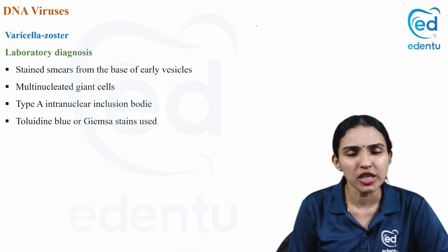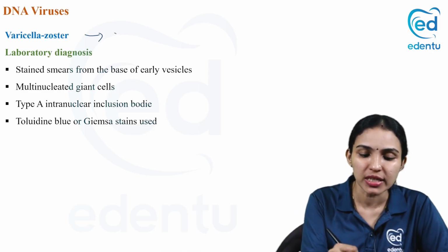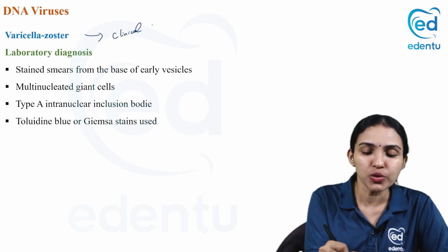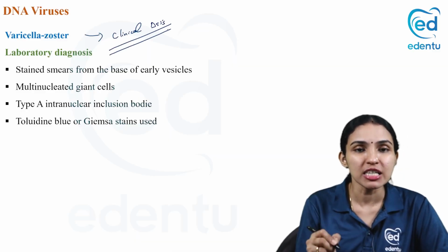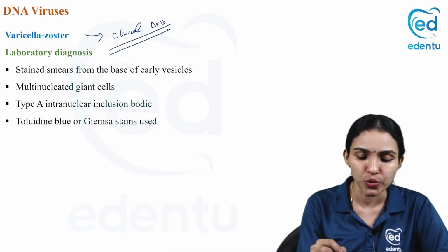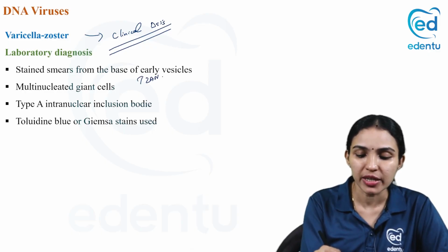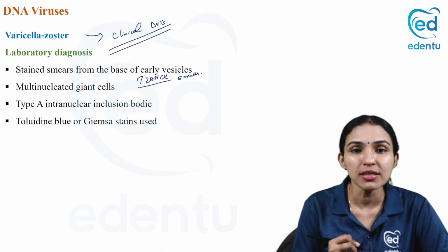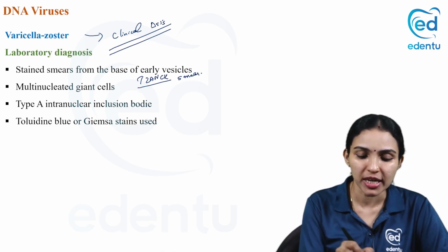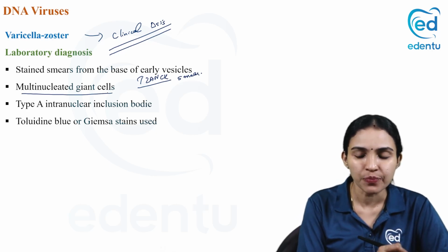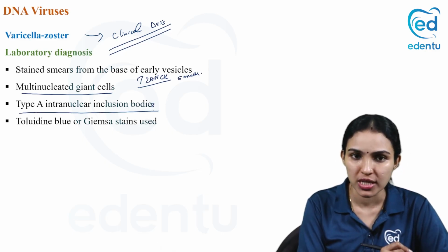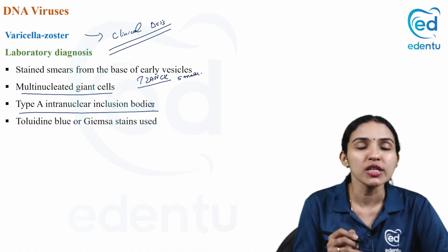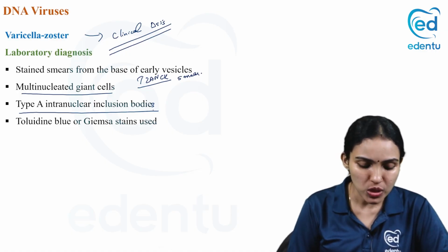And how will you diagnose chickenpox? Chickenpox is mostly a clinical diagnosis. We don't have to depend on laboratory diagnosis in most cases, but at times if you need confirmation, you can do a Tzanck smear like what you have done in herpes. We take the scrapings from the base of the vesicle and stain it with toluidine blue. You will be able to see the multinucleated giant cells, and also the Cowdry type A intranuclear inclusion bodies in this case also. So toluidine blue or Giemsa stain is commonly used.